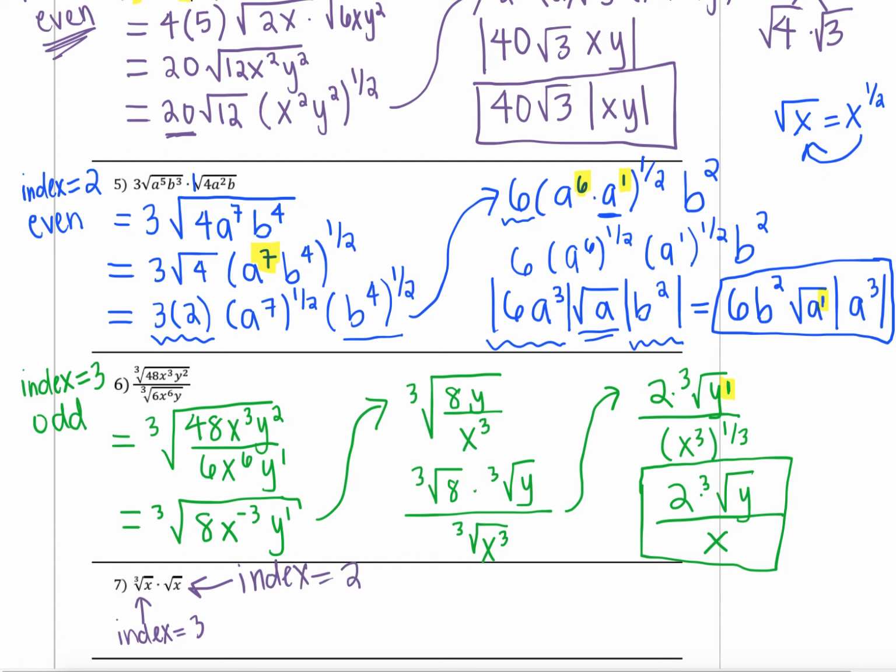So in this case, if we're going to leave it in radical form, there is no way to simplify this further because the indexes are different. So again, if we're going to leave it in radical form, we cannot simplify any further because we have different indexes.